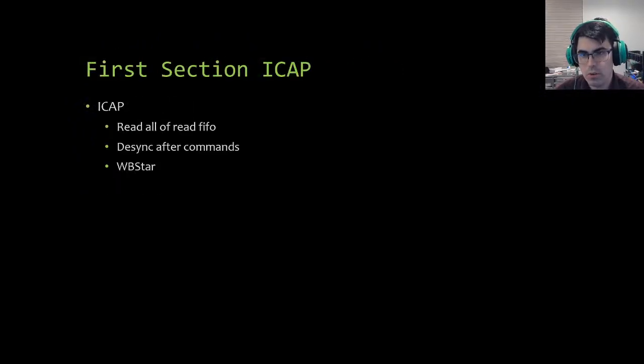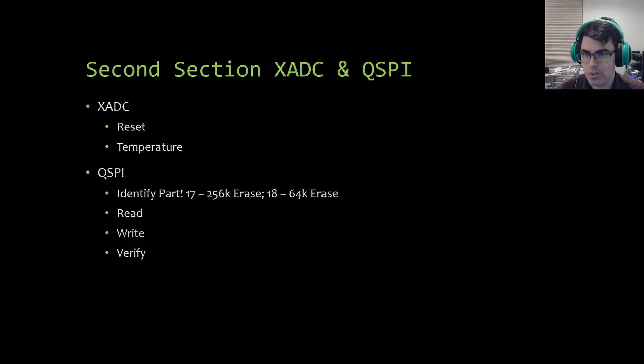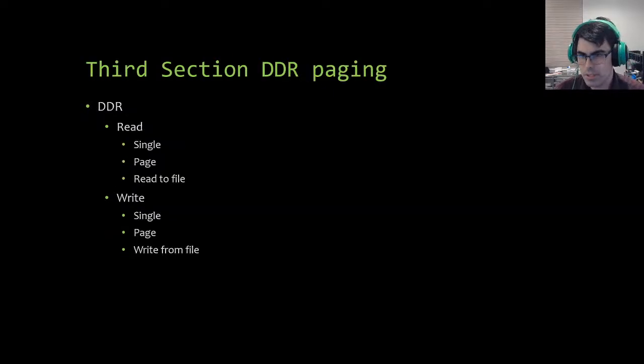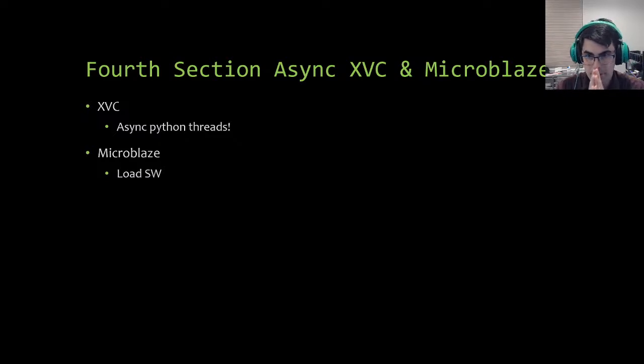So, quick overview. We've gone over ICAP. We've gone over XADC, the QSPI. We need to update the QSPI. Might update that later today, but we'll see what happens. We've done the DDR paging. So today we're going to talk about the transceiver and loading software into the Microblaze.